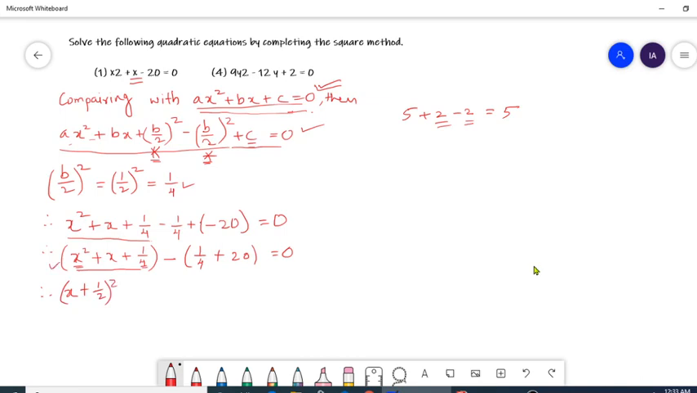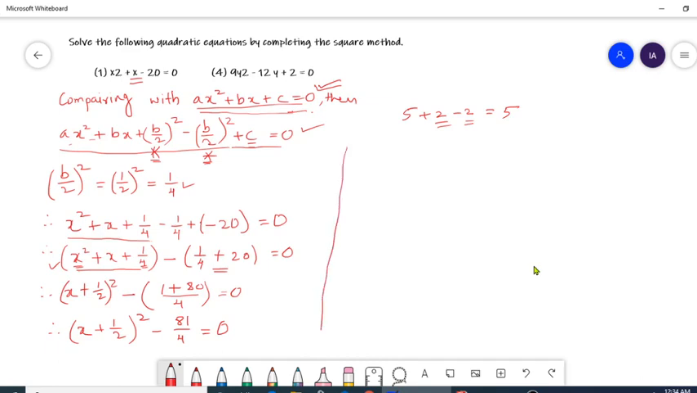So this turns into (a plus b) the whole square. Now minus, within the bracket you can solve this part. So this will become 1 plus 4 into 20 will give you 80 by 4 is equals to 0. So here we have (x plus 1 by 2) whole square minus 81 upon 4 is equals to 0, right?